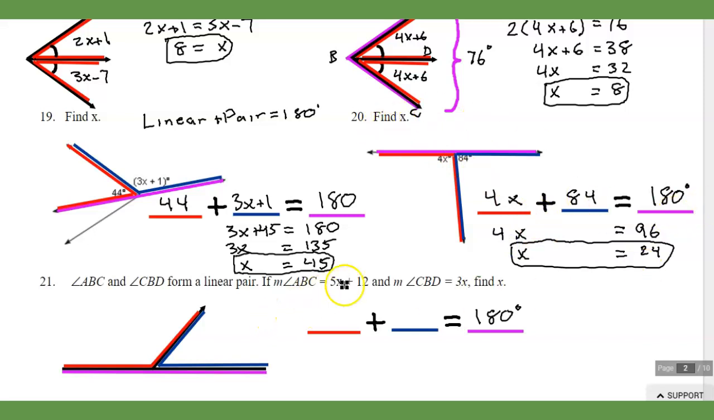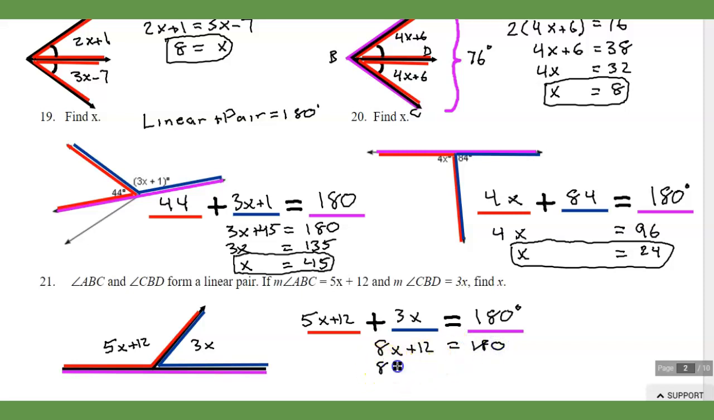Okay, and one last here, we have ABC, which is the red, 5x plus 12, and then CBD, which is 3x. So these just add up to 180 degrees, a straight line. So 5x plus 12 plus 3x. So that's 8x plus 12 equals 180.